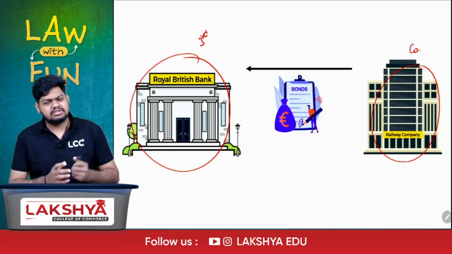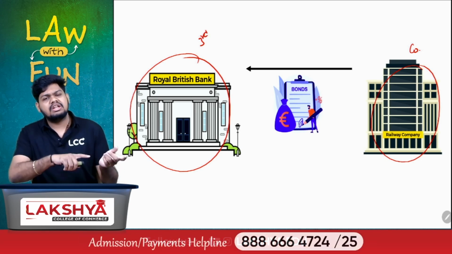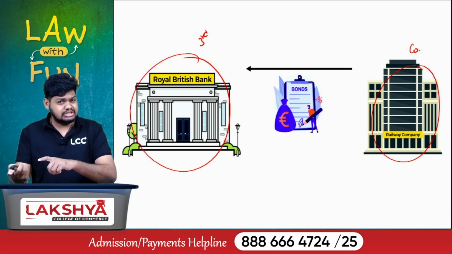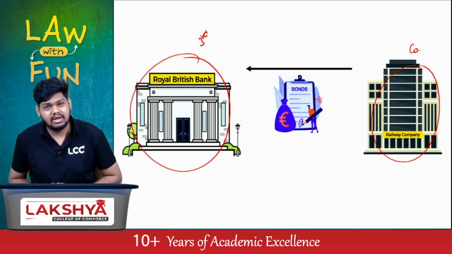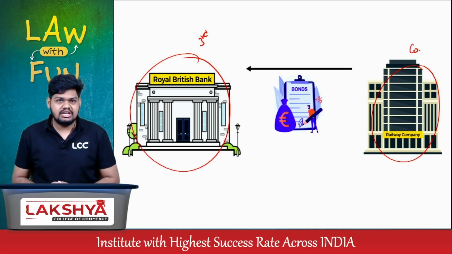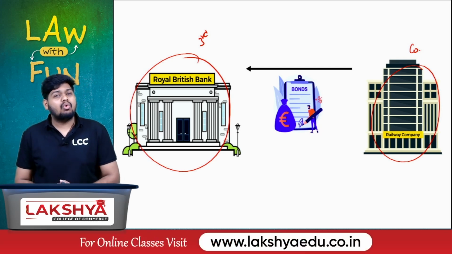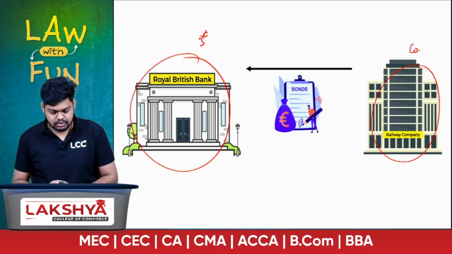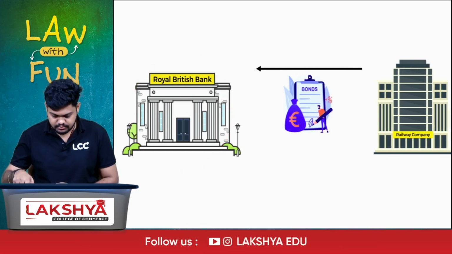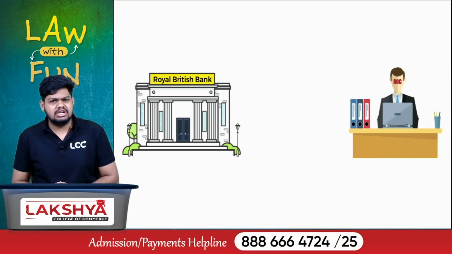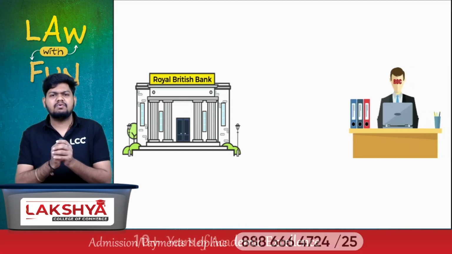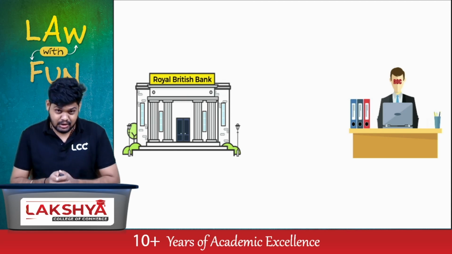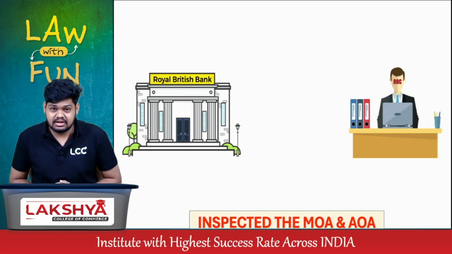Now go back to our presumptions here. Third party, before entering into contract with the company, should have knowledge of MOA and AOA. Hence, for the same logic, the Royal British Bank went to the ROC and requested the ROC for the documents, MOA and AOA, and actually inspected these documents.